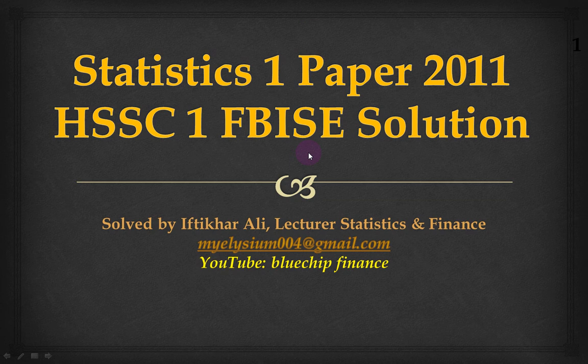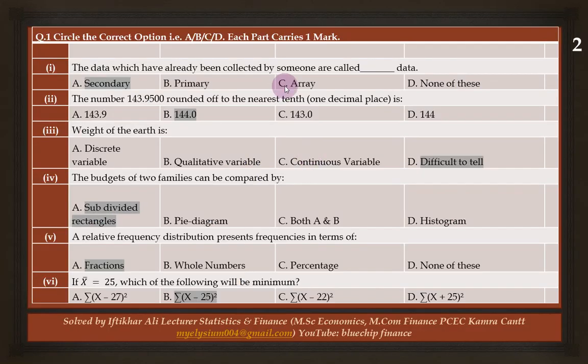Now we move on to the first question, which is about the MCQs. The first question is: the data which have already been collected by someone are called. The correct option is secondary data.